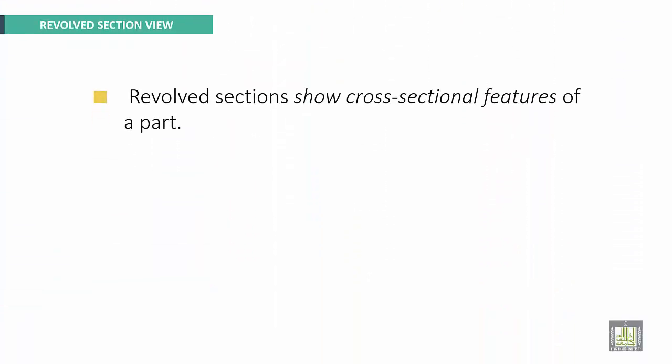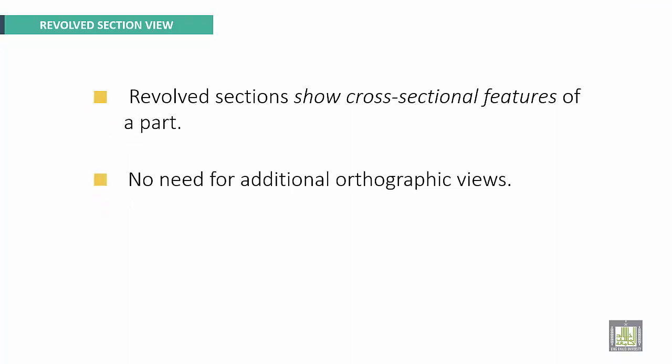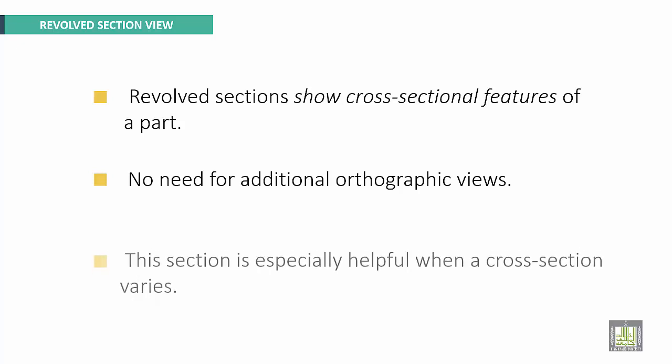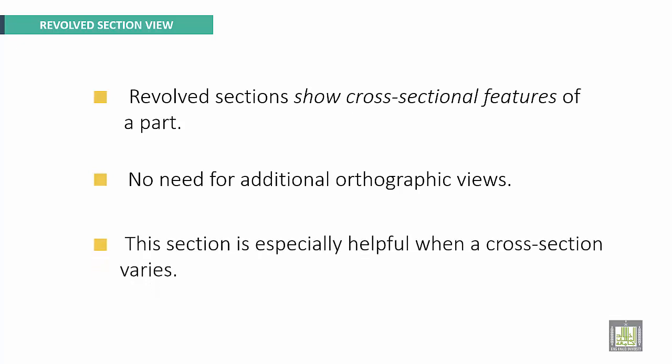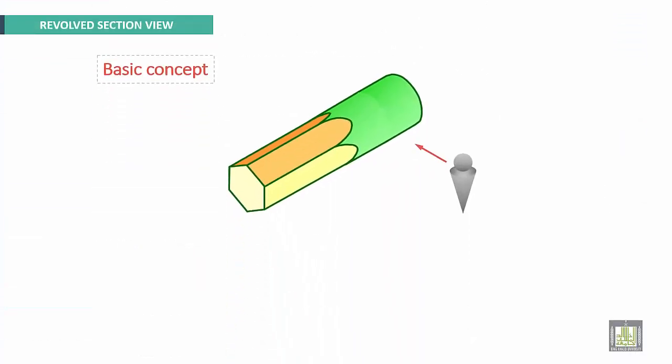Revolved section view. Revolved sections show cross-sectional features of a part. There is no need for additional orthographic views. This section is especially helpful when a cross-section varies. Here an example. The basic concept of revolved section view is the following. We have an example, this part. This portion is cylindrical. Here we have the shape of hexagon.